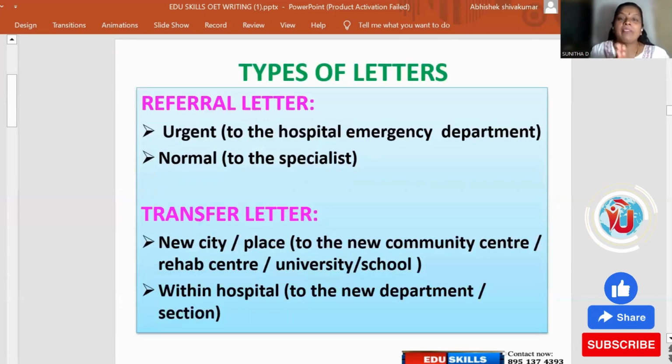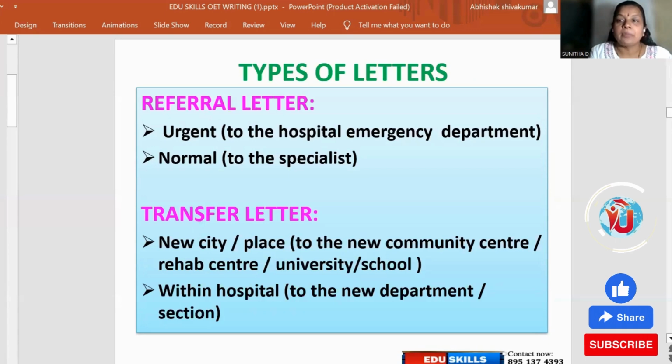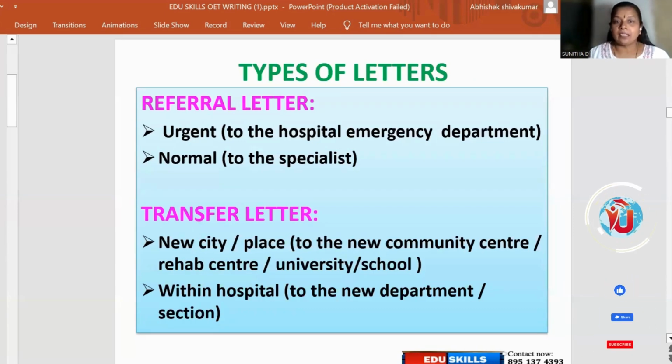So do you have any idea of the different types of OET writing letters? The first one is the referral letter. There are mainly two types of referral letters. One is the urgent referral letter to the hospital emergency department. For example, a patient is having a myocardial infarction or emergency breathlessness, and we are writing a letter to the emergency department. That comes under the urgent referral letter.